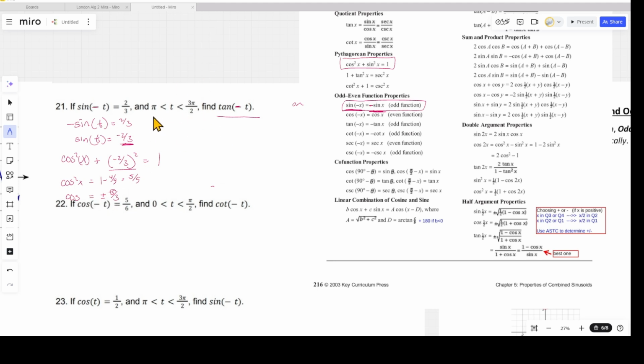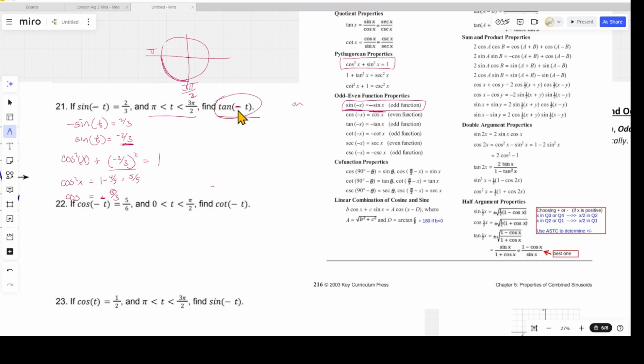Now, how do I choose plus or minus? Well, they restricted us to a certain quadrant, the third quadrant. So I know now I can choose, do I want positive or negative? Is cosine positive or negative in this quadrant? Since cosine is horizontal, cosine is the x coordinate, or however you want to think about it, but cosine is negative in this quadrant. So that means I can get rid of the positive. So for us, cosine is negative root 5 over 3.